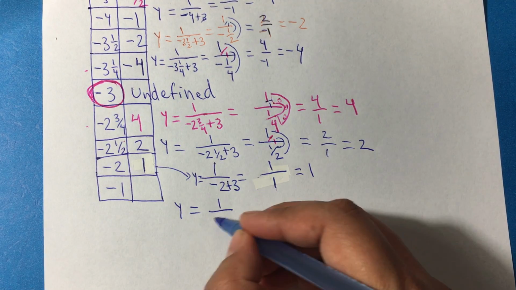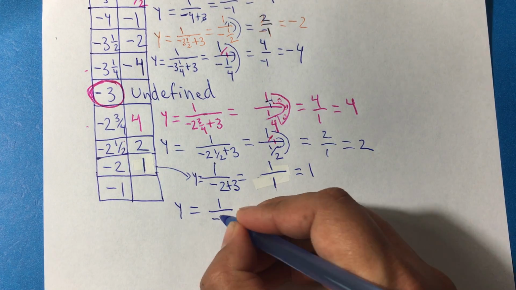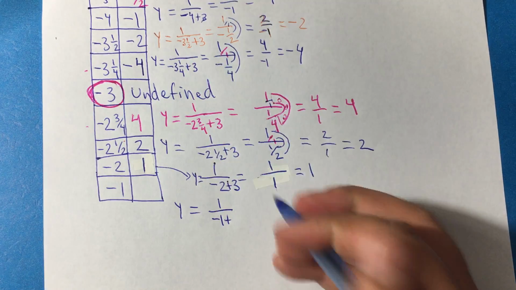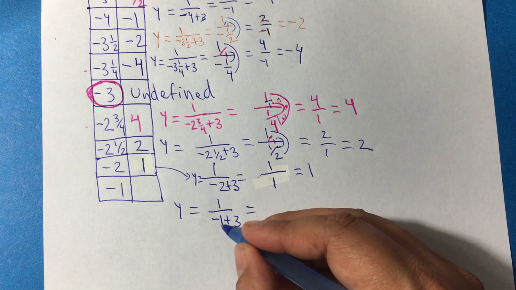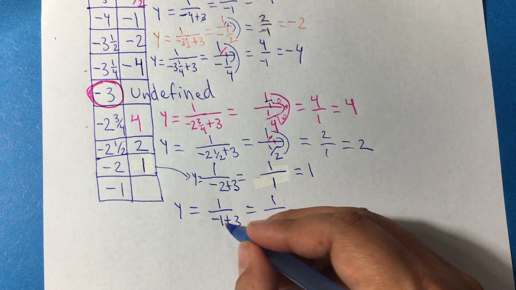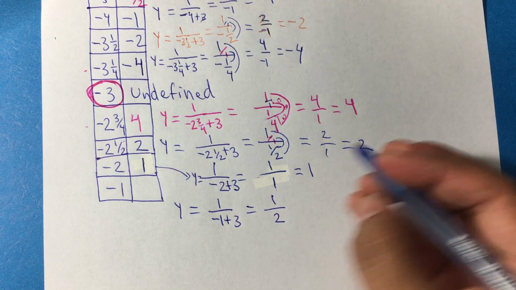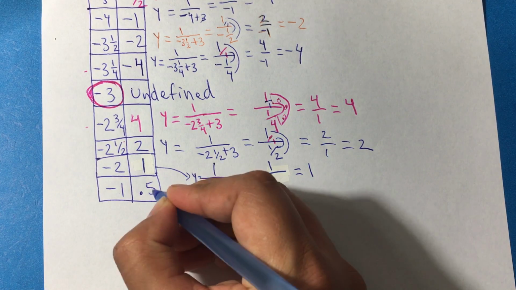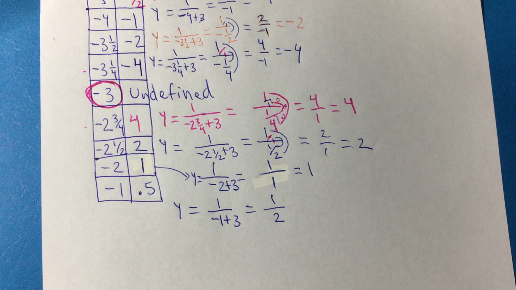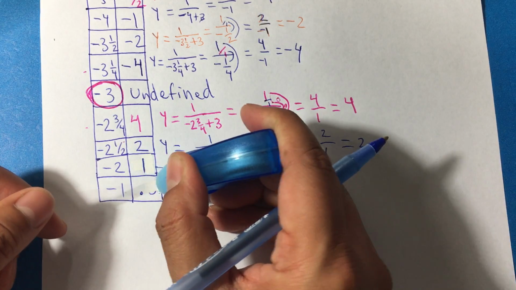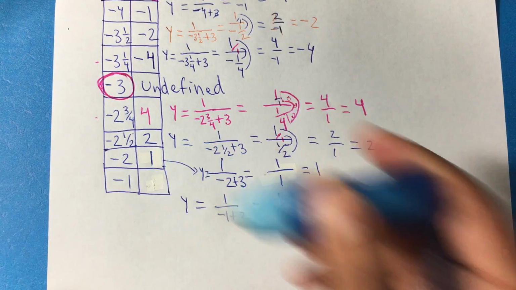1 divided by negative 1 plus 3. And 1 over 3 minus 1 is 2. So that's 0.5 or 1/2. Either one is fine with me. Ask your professor what they would prefer. Okay?